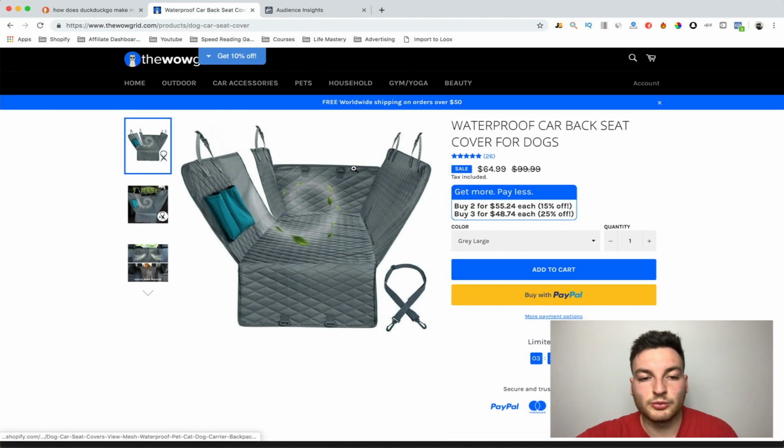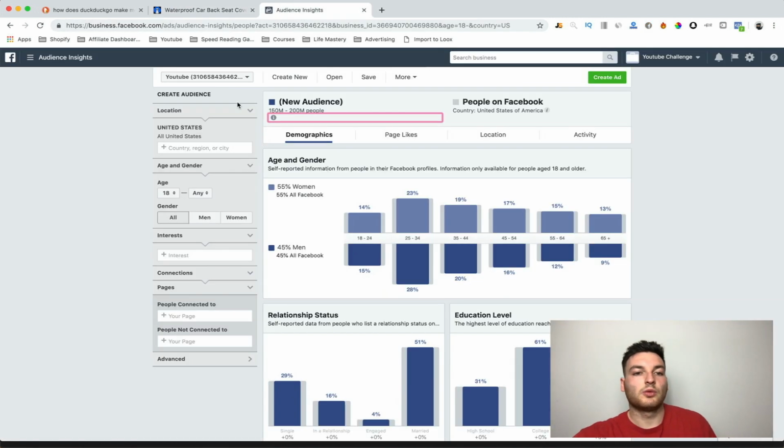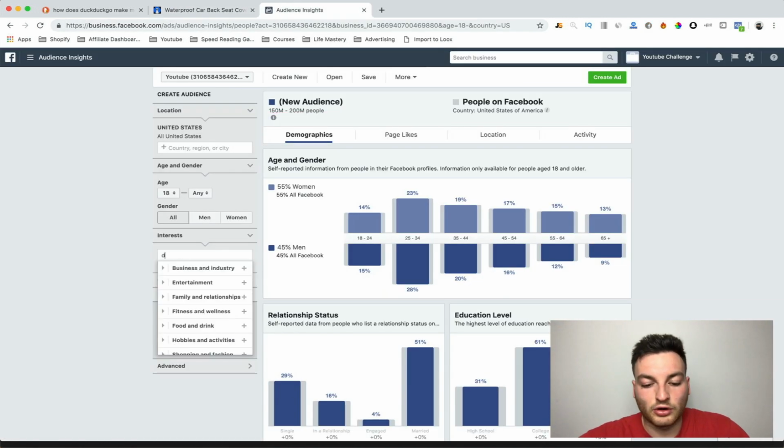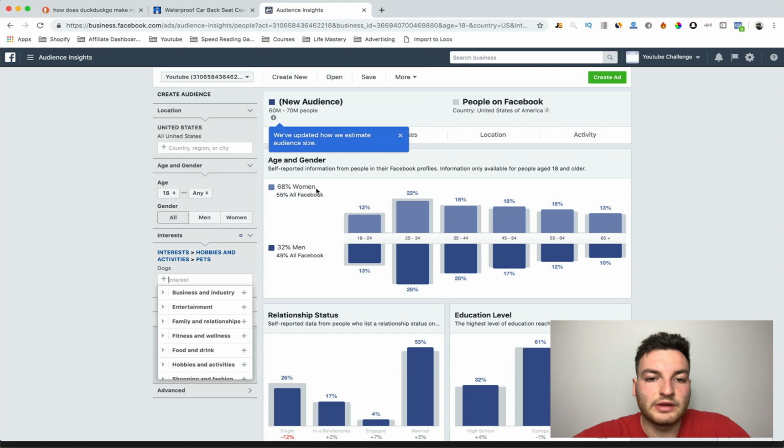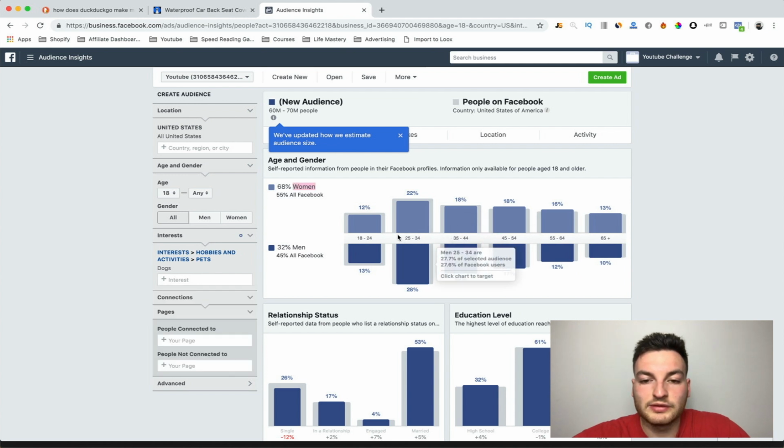If we're using a dog seat cover, we got to think about our target audience. So what I would do here obviously is just start off with dogs, right? We see first of all that it's 68% women, and the majority of them are between 25 to 34 and actually pretty evenly spread out. You know what? Between 25 and 64. So although there is like a 6% difference, I'd say it's pretty evenly split up.